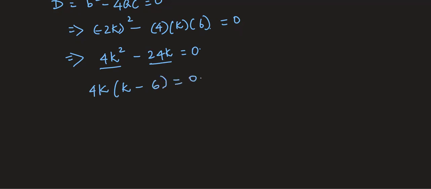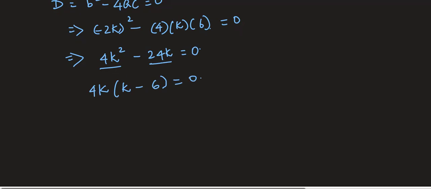If you still have any doubt in taking the common one out, whatever answer you're getting, again we multiply and see. So 4k into k is 4k square, which is actually right. And 4k into minus 6 is equal to minus 24k. This is also right, which means this particular step is actually right.